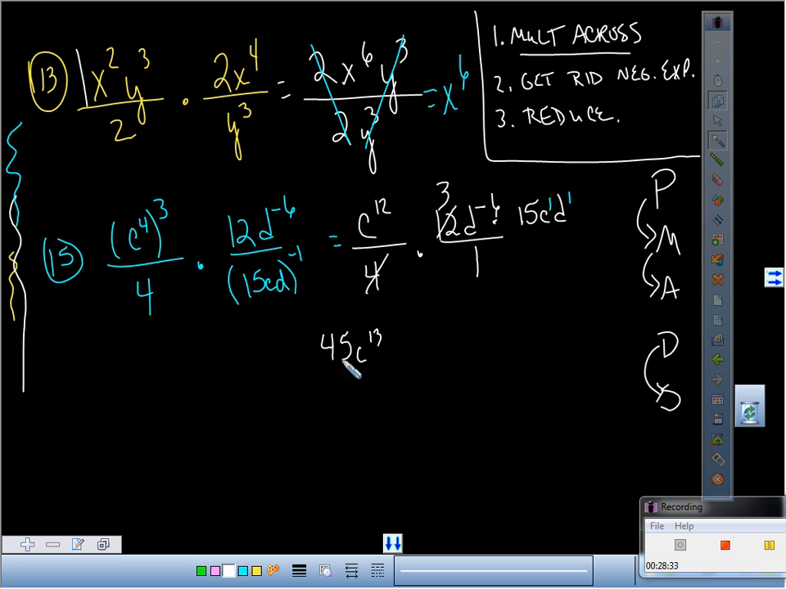D to the minus 6 times D to the 1. No. Negative 5. Very good. Over what? Yeah. It's not over nothing. All right? So what do I have to do now? Put D to the negative 5 on the bottom. So I got 45 D to the 13th over D to the positive 5. Now, can I do anything else? Can I reduce it? No. That's it, people. That's my answer.